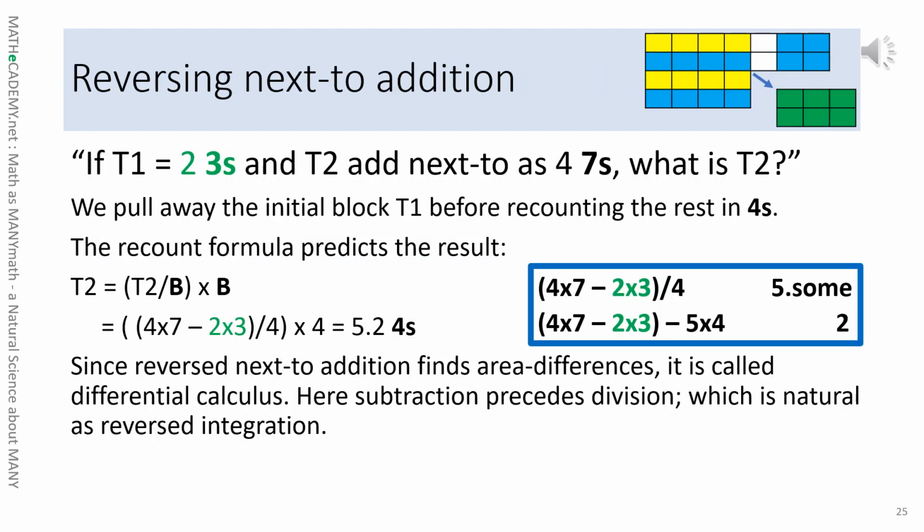Reversing next to addition. If T1 as 2 3s, together with T2 added next to, is 4 7s, then what is T2? We pull away the initial block, T1, before recounting the rest in 4s. The recount formula predicts the result. So, we pull away the 2 3s from the 4 7s, before recounting in 4s. Since reversed next to addition finds area differences, it is called differential calculus. Here subtraction precedes division, which is natural as reversed integration.